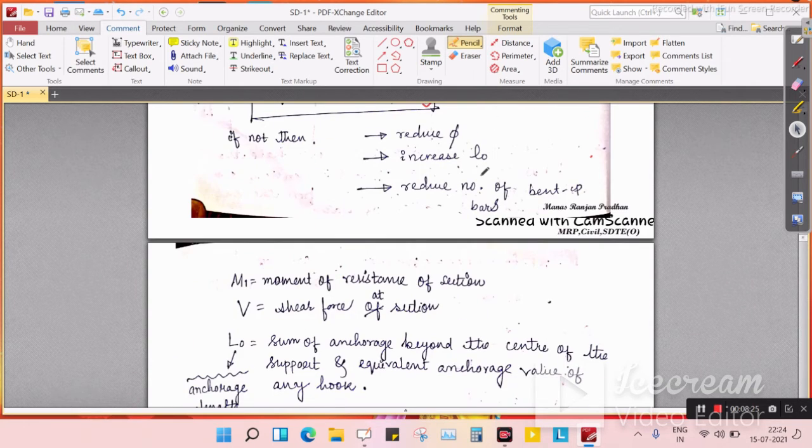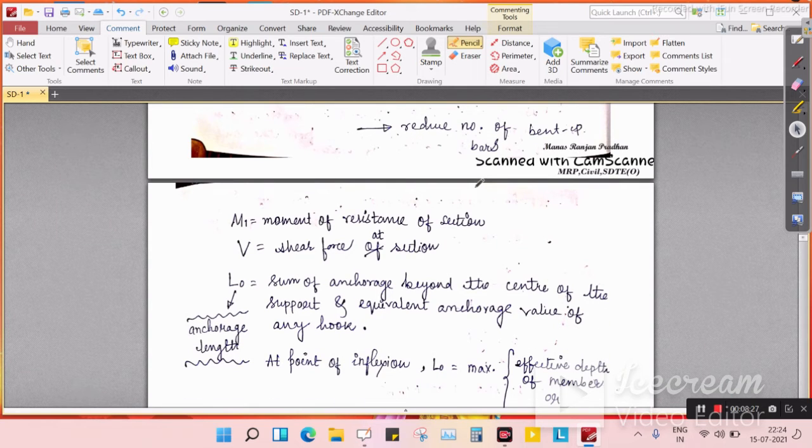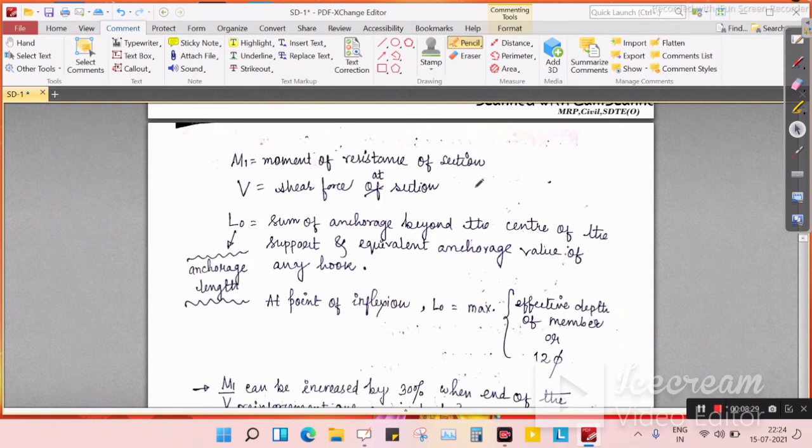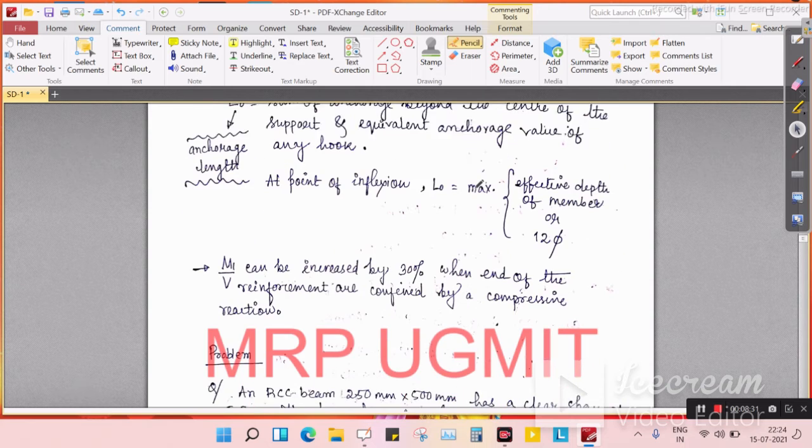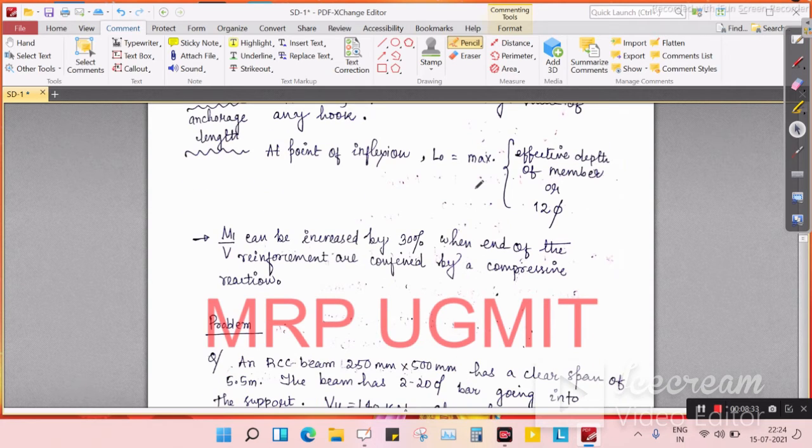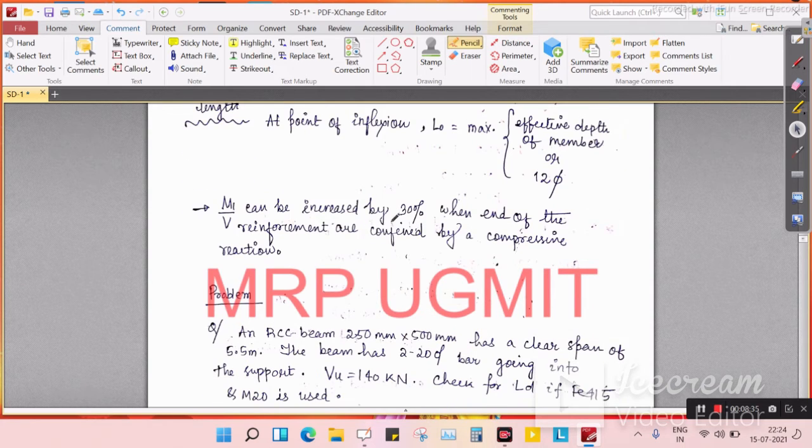Where M1 is the moment of resistance that I have already told you, V is the shear force at this section, and L0 is the anchorage length. So M1 by V can be increased by 30%. That should be 1.3 M1 by V when the end of the reinforcement is confined by compressive reaction.